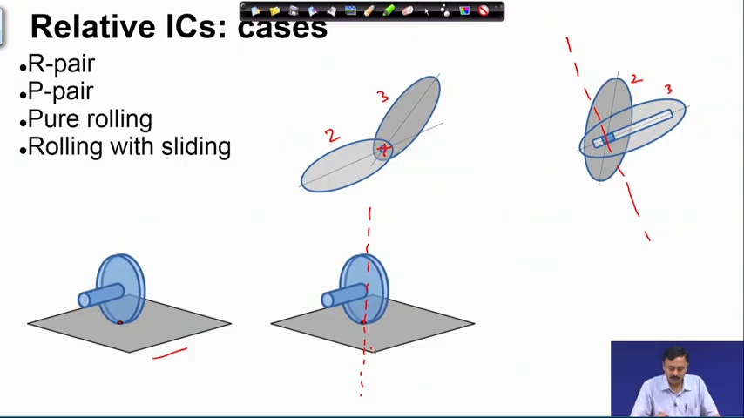So, the two extreme cases are now known to us. When it is pure rolling, the point of contact is the relative instantaneous center of rotation. If it is purely in translation, then it is at infinity on this line. If it is in between, that means it is rolling and sliding, then it is somewhere on this line between this point and infinity, either in the upward direction or in the downward direction.